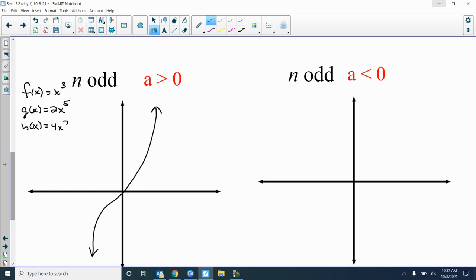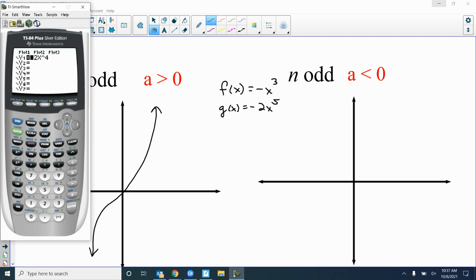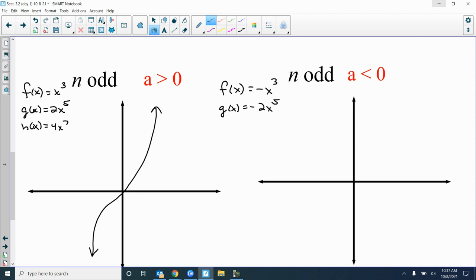What if n is odd and a is less than 0? f of x equals negative x cubed. g of x equals negative 2x to the 5th. All right, what happens there? So let me just plug in y equals negative 2x to the 5th power. And I got an extra negative there. Delete. It just does what? It just flips. So now it looks like this.